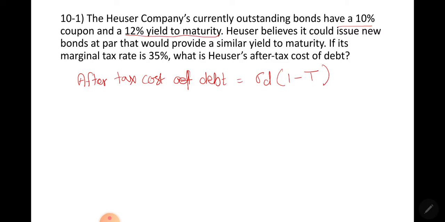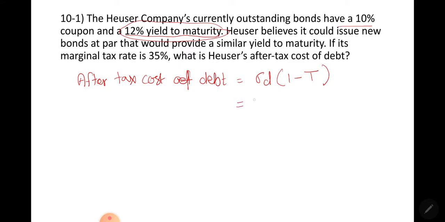YTM is the total return that your investor will earn if he holds a bond till maturity. So 12% is the correct interest rate, the cost of debt for the company as well. It will be the total cost that the company will have to bear. So always take YTM whenever the coupon rate is also given to you.